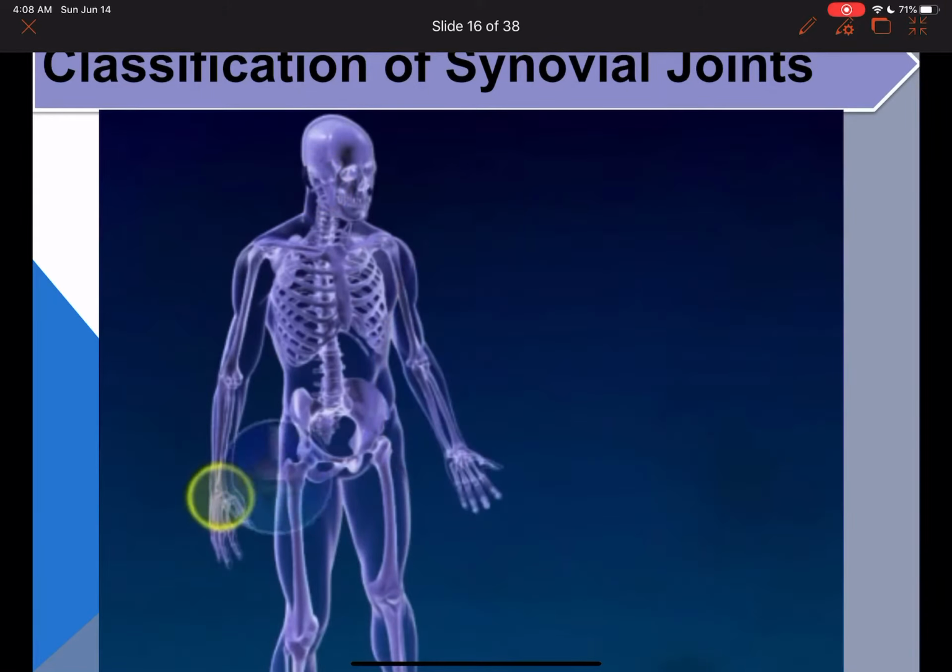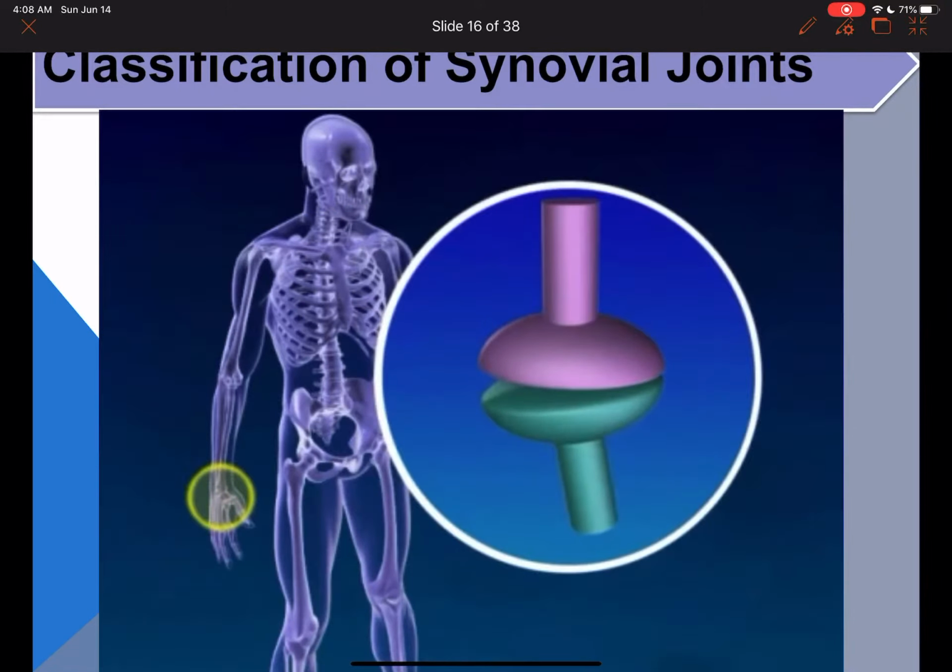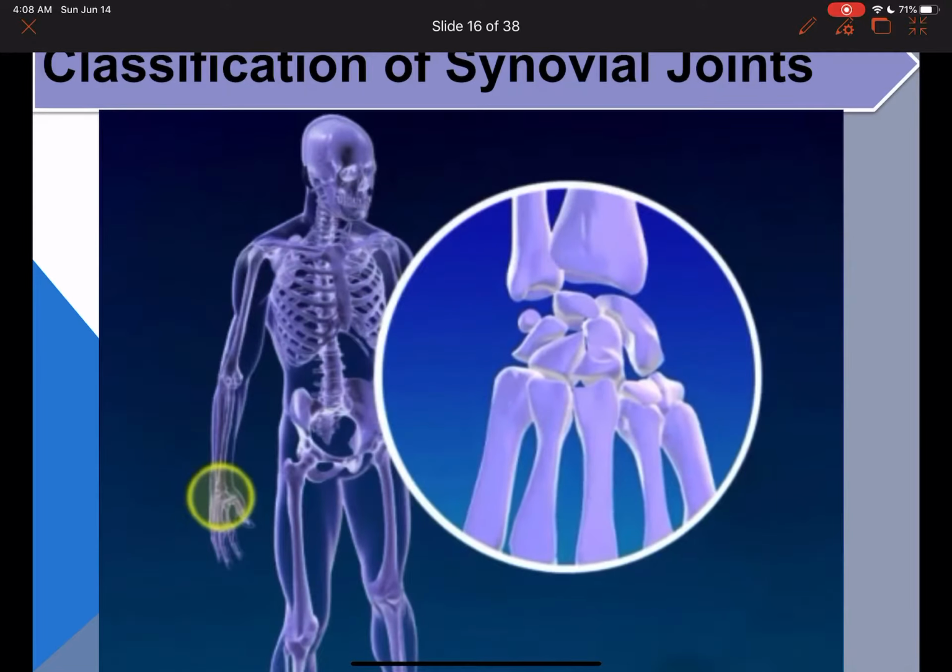The condyloid joint, or ellipsoidal, biaxial joint, allows motion in 2 planes at right angles to each other, as in the wrist joint between the radius and carpal bones.